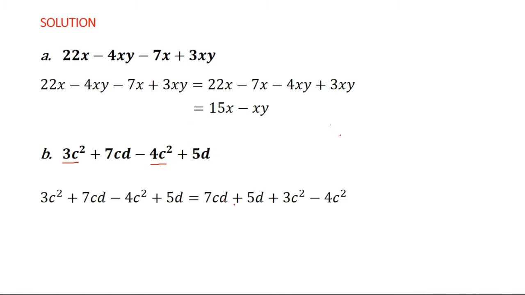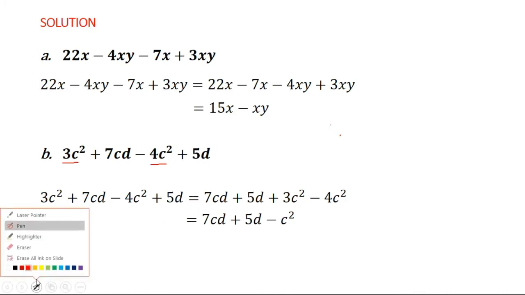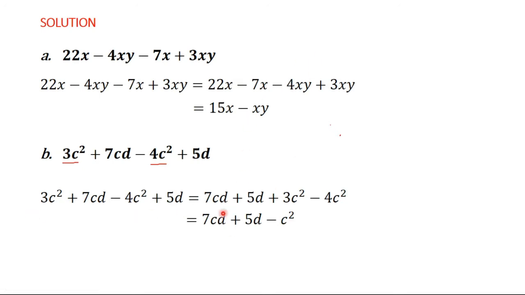So when grouping the like terms, I chose to write the unlike terms first. So we have 7cd plus 5d written first. Then the like terms, which are 3c squared minus 4c squared, will also be written. Then from there, our next step is to do the addition or subtraction. So in this case, since 7cd and 5d are not like terms, we cannot add them. So they are written just like that.